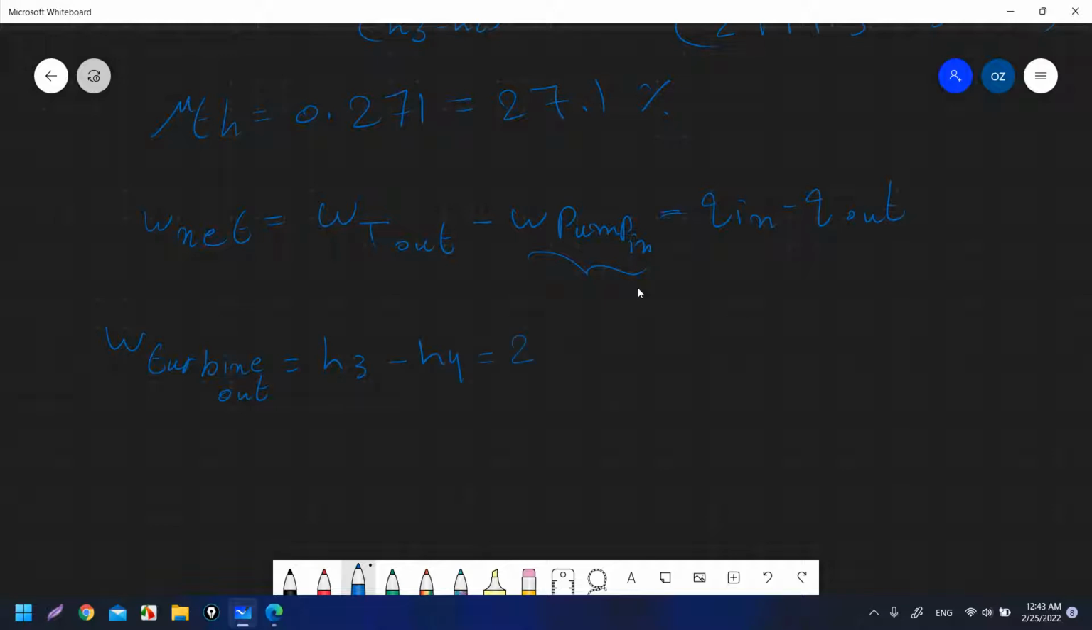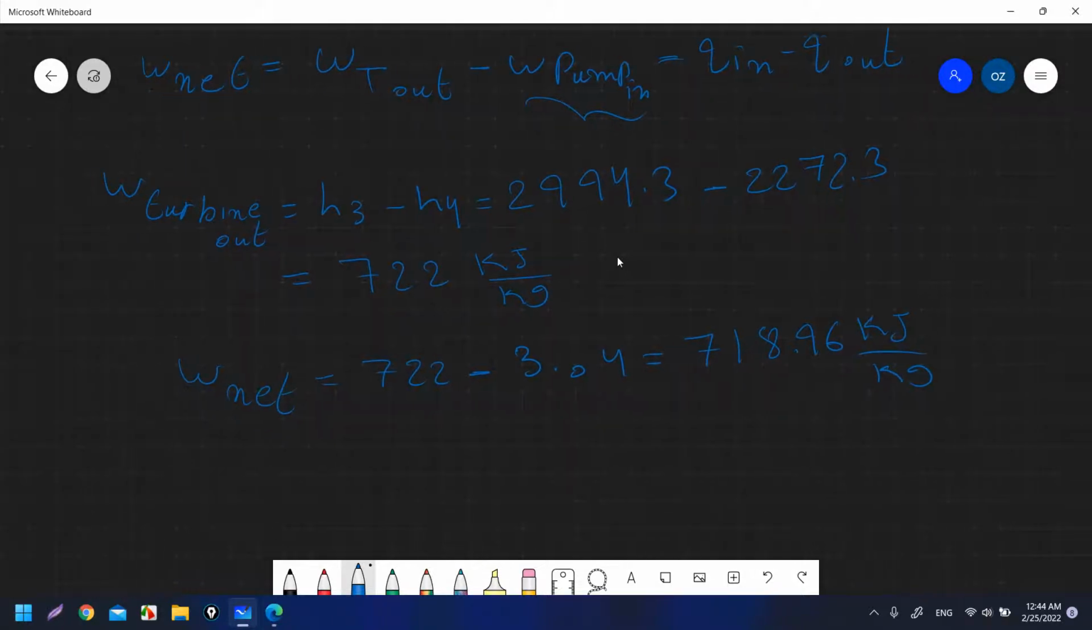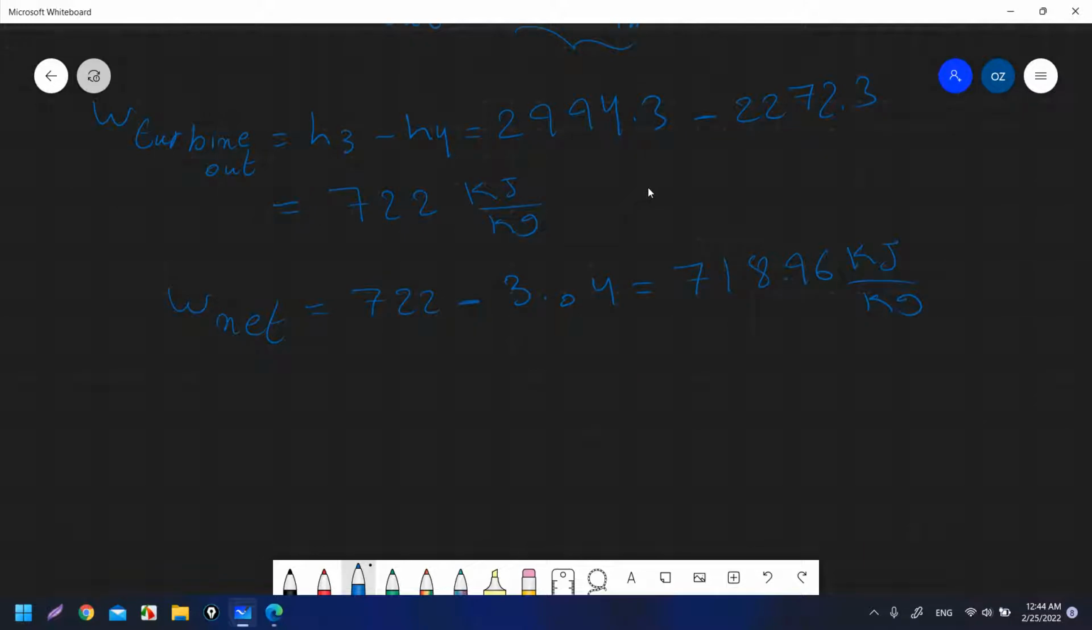H3 is 2994.3 minus H4, 2272.3. So the work turbine out will equal 722 kilojoule per kilogram. And you can find the work net because you have the work turbine and we calculated the work pump. It will be 722 minus the work pump, which was 3.04, and this will give you 718.96 kilojoule per kilogram.